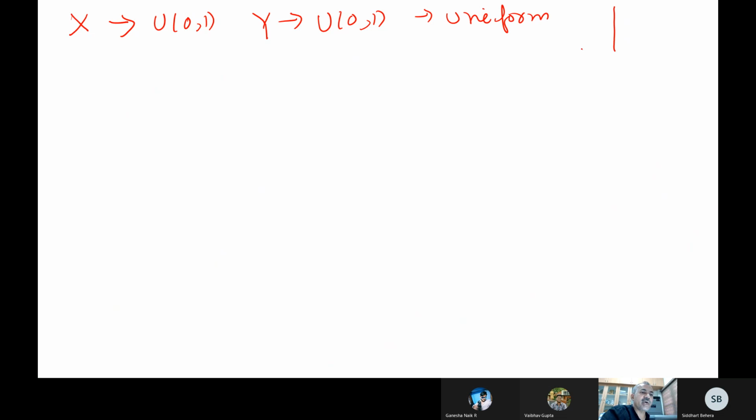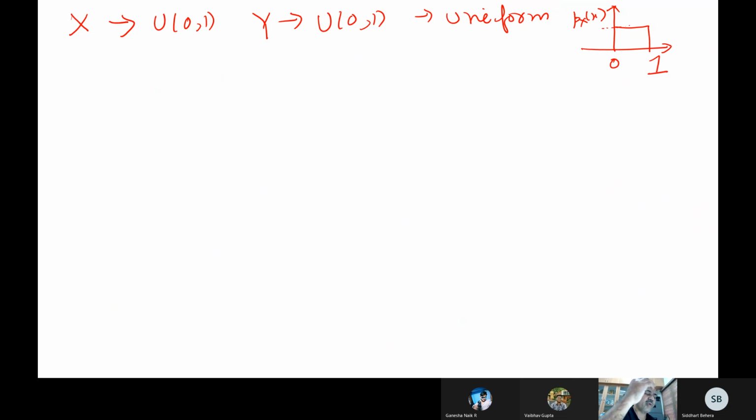Now one other very important transformation we do. This is the most important thing I say. I have a random variable x, which is a uniform random variable from 0 to 1, and y is also a uniform random variable. Both of them are uniform. So uniform random variable means 0 to 1. Now what will be the y value on the y-axis?